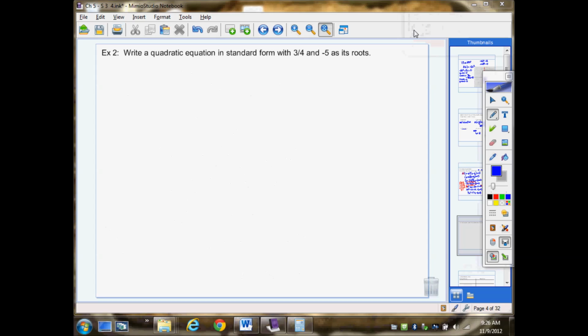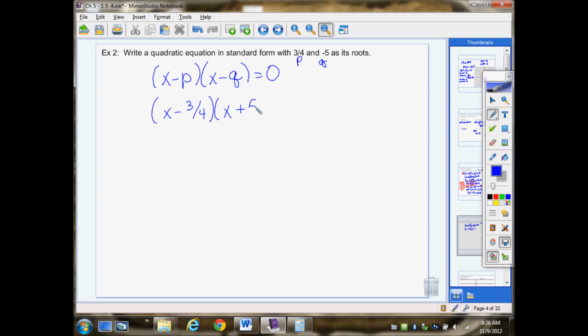Okay, again, we're not given an a, so all we need is x minus p times x minus q equals 0. Call these p and q. So I have x minus 3/4 times x plus 5. So that's your minus -5 gives me plus 5. I'll FOIL it. So first is going to give me x squared, outside plus 5x, inside minus 3/4 x, and then last is going to give me negative 15/4. Right, because I multiply the 3 times the 5, and then the 4 stays your denominator.